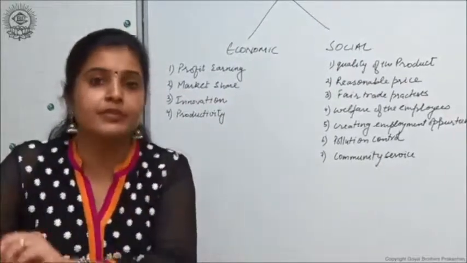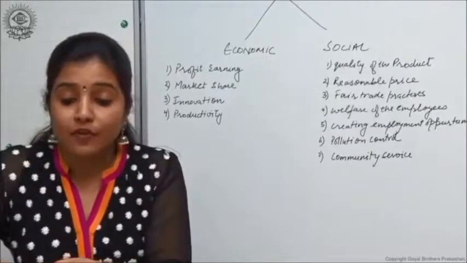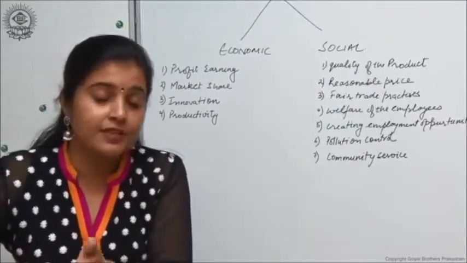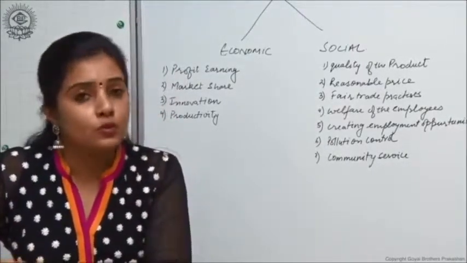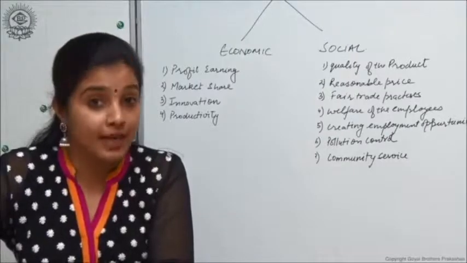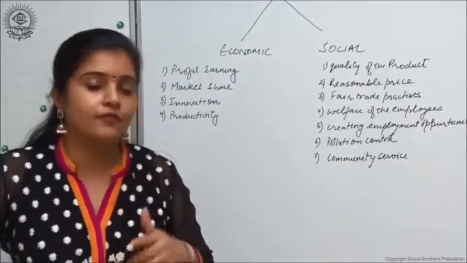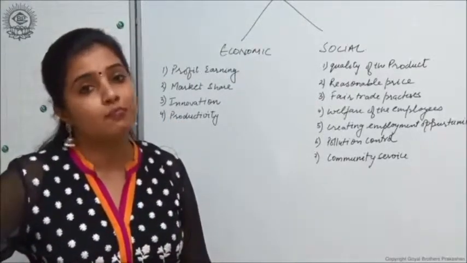When we define business, we say business can be defined as a set of activities which are undertaken, meaning production and procurement of goods and services for the purpose of sale with a view of earning profit. So in the definition itself, we say that the main objective of any business activity is to earn profit.